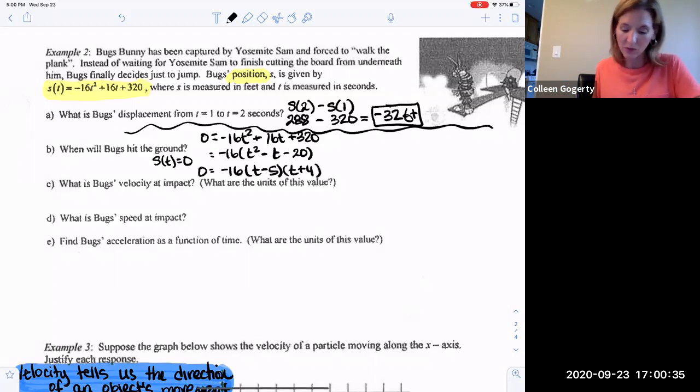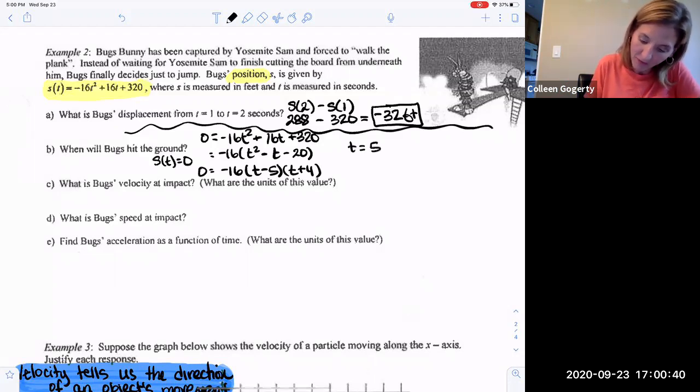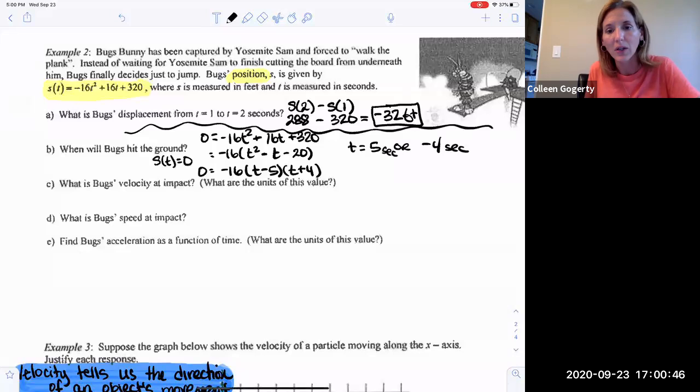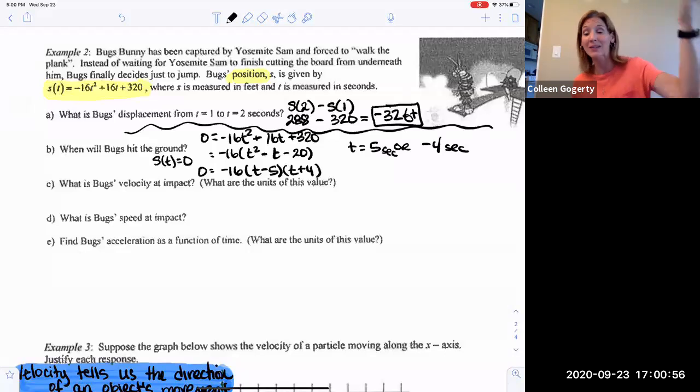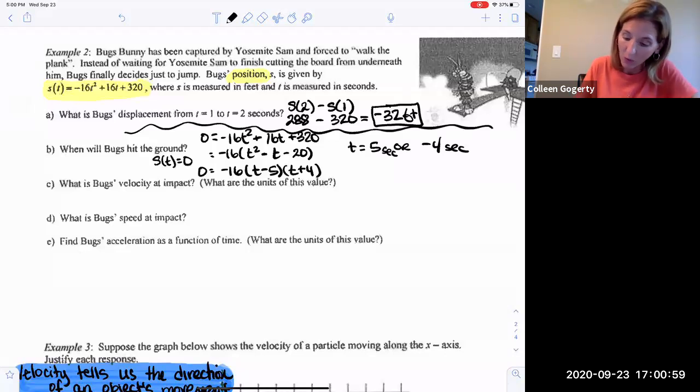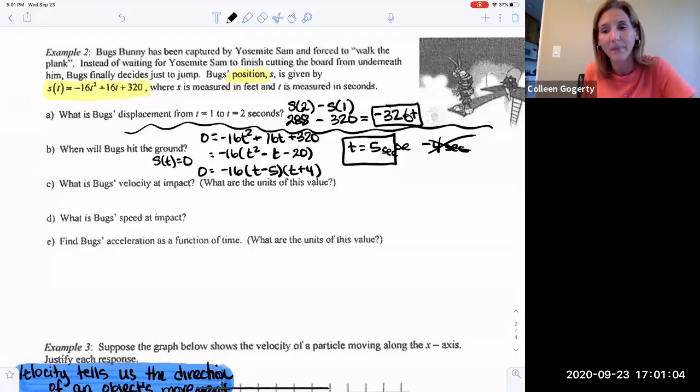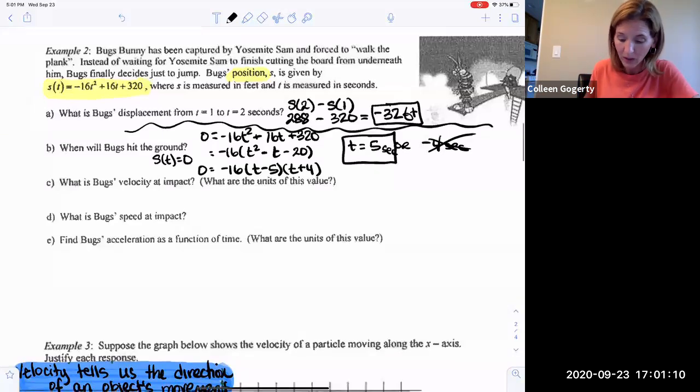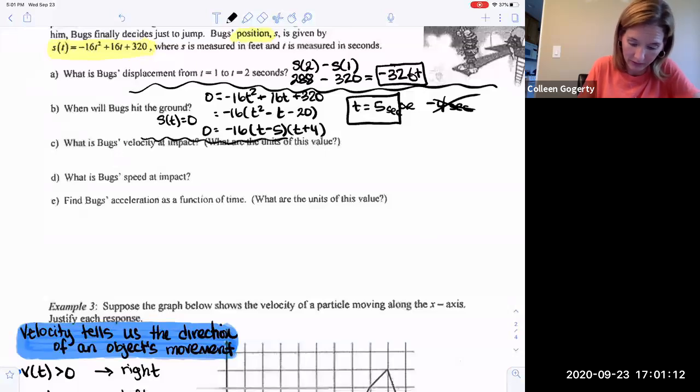Now I'm going to use a little zero product property to figure out where would that be at, and that would be at t is 5 or -4. Now one of those makes absolutely no sense, right? In the scheme of this problem, there has to be an implied domain, that there's no way we could have -4 seconds. That would mean before Bugs could even potentially have been tied up and put on this board. So my only logical answer is that t is 5 seconds. So poor Bugs Bunny, he's got 5 seconds before he hits the ground. Okay? All right, so moving along here.